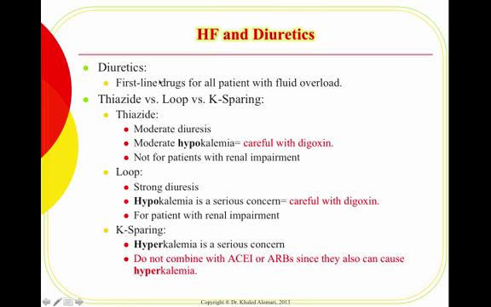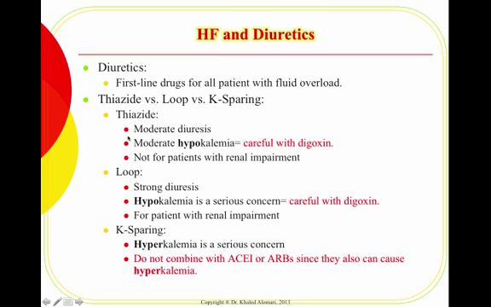Diuretics, remember, are the first line for all patients with fluid overload. The first line is to get rid of some of these fluids. We have several of these medications, so we have thiazide, which is usually the drug of choice. This will help if the patient is in early stages and has normal renal function. If the patient doesn't have normal renal function, thiazide will not work, and then we'll have to go to the loop diuretics.